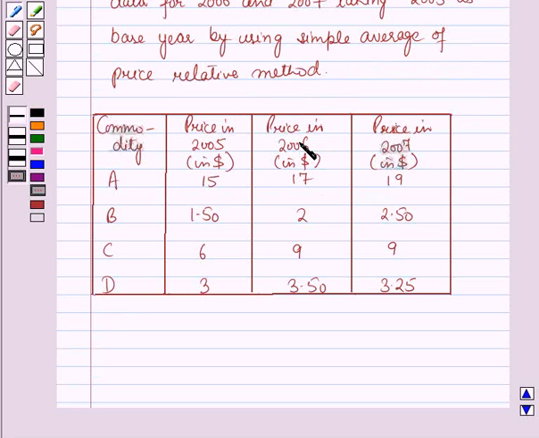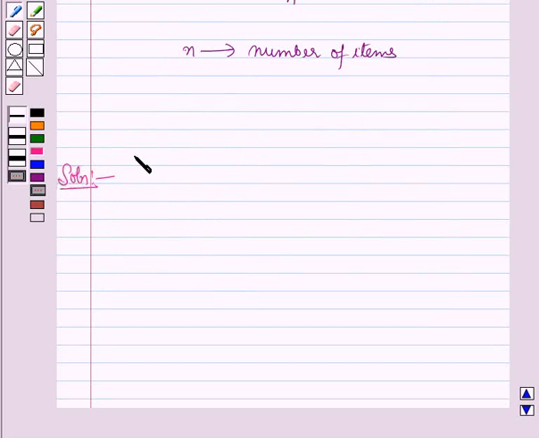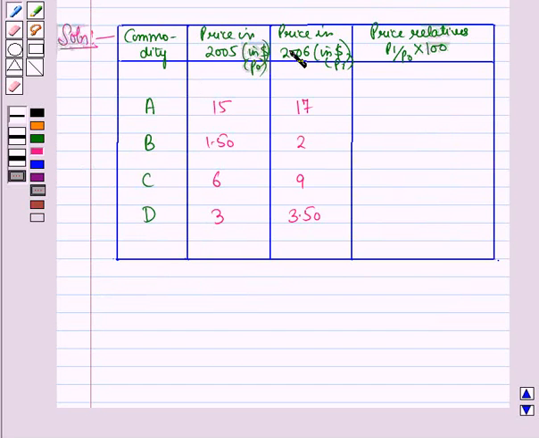First of all, we will find the price index number for the year 2006, taking 2005 as the base year, by using the simple average of price relative method. Now let us draw a table for the given data. In the first column, we have written the commodities. In the second column, the corresponding prices of the commodities in the year 2005 in dollars. And in the third column, the prices in the year 2006 in dollars.